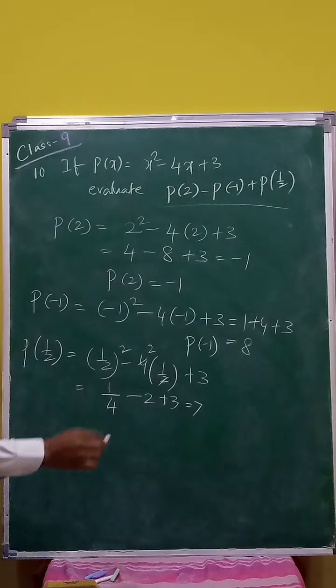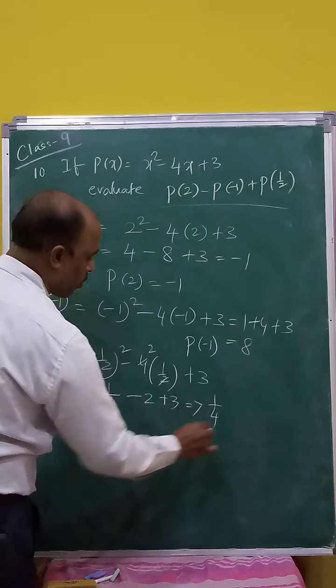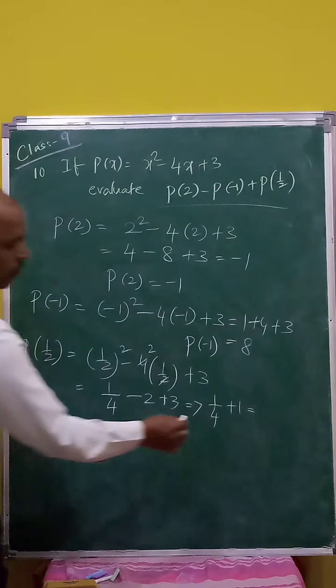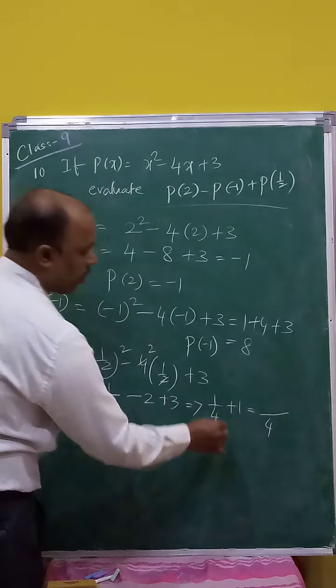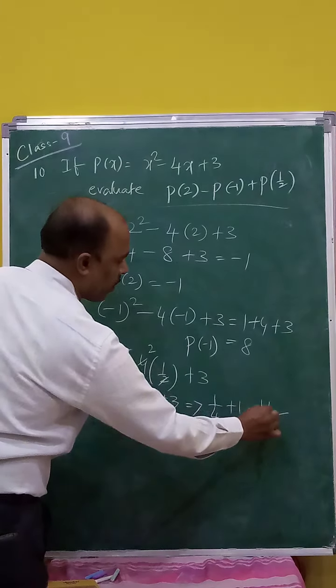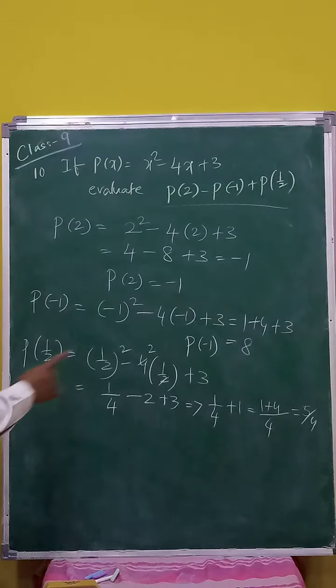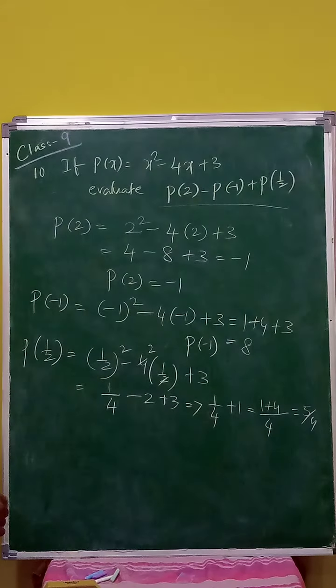3 minus 2 is plus 1. 1 by 4, no change. Take LCM. 4 is the LCM. 4 ones are 4. That is 1 plus 4. What is the final answer? 5 by 4. P of 1 by 2 is equal to 5 by 4.